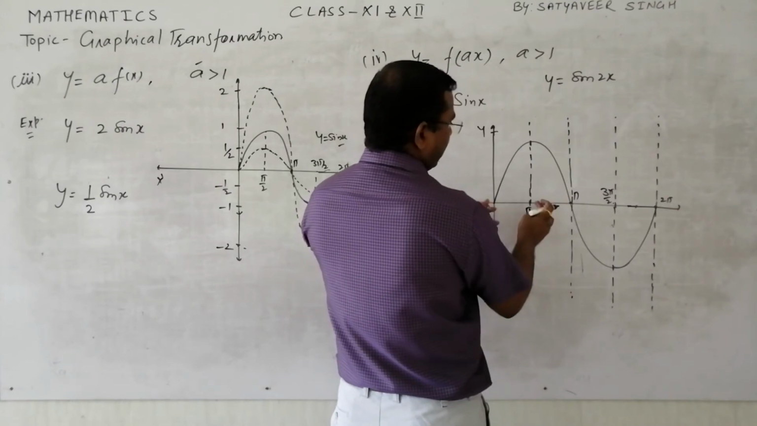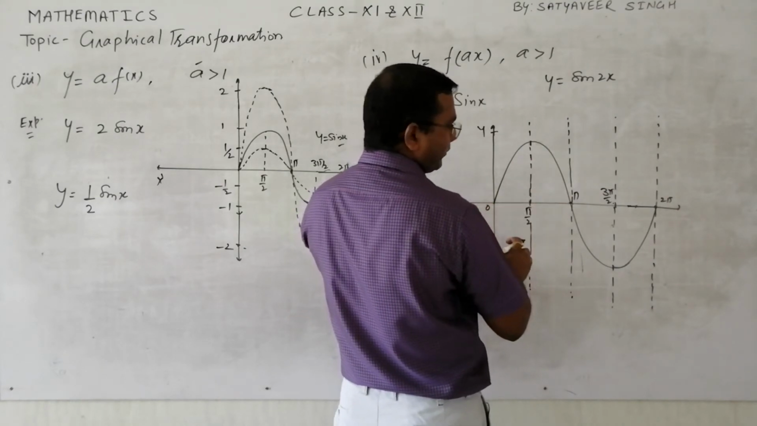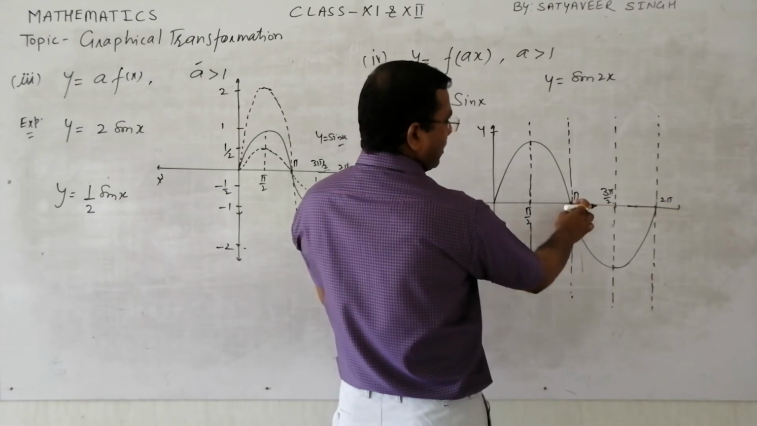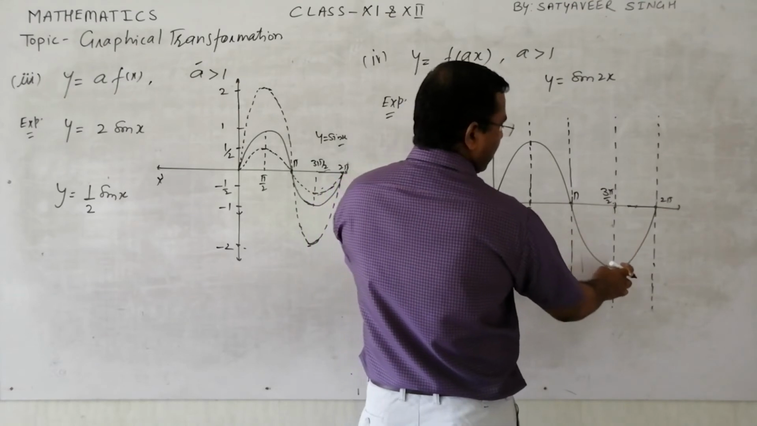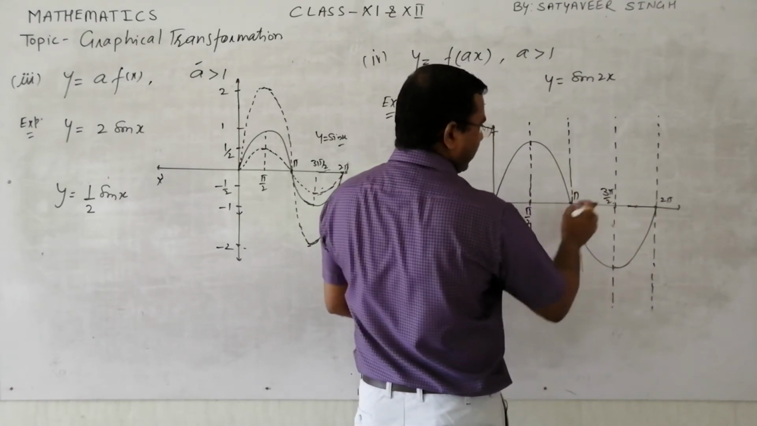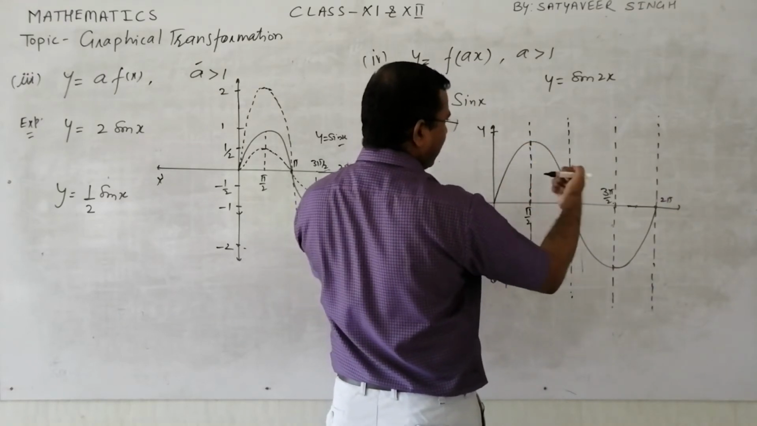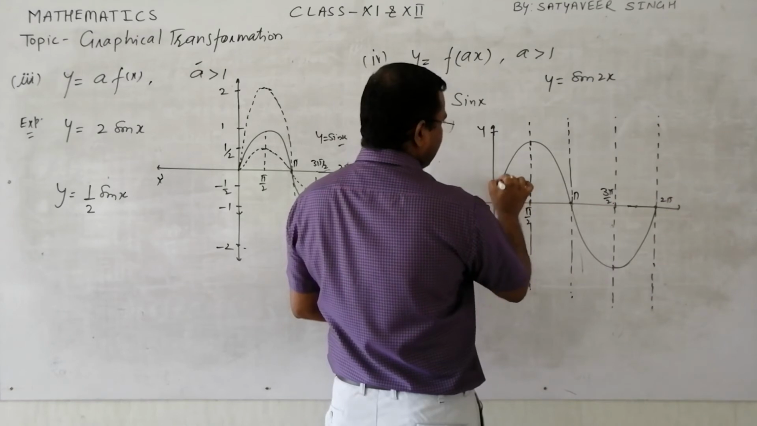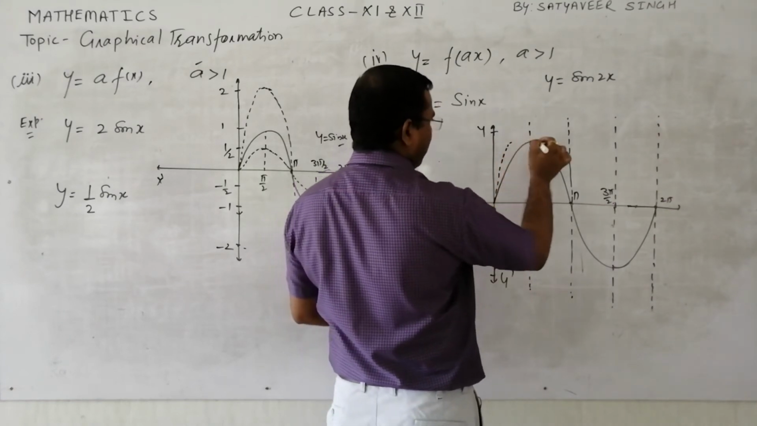The same graph you will find like this: this vertex you will find between 0 to pi by 2, and this point will shrink to pi by 2. Similarly, this vertex you will find in the interval pi to 3 pi by 2. So it shrinks the graph along the x-axis, and the graph becomes like this. See this dotted graph I am drawing.